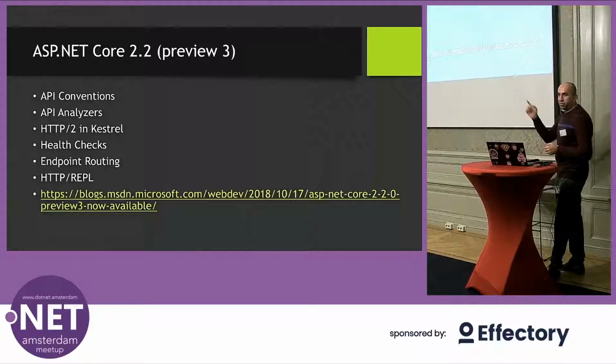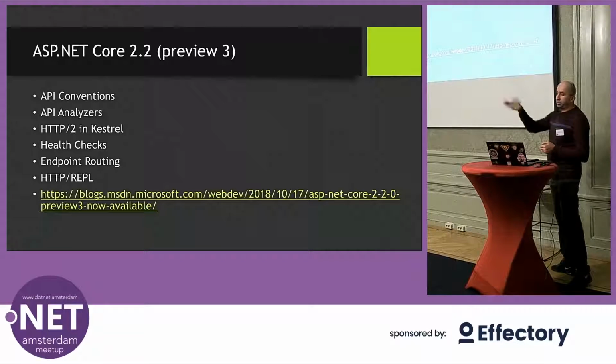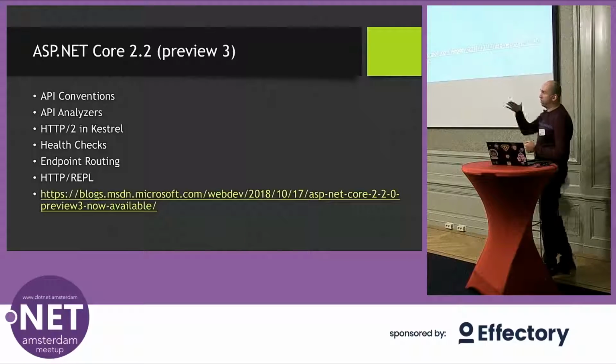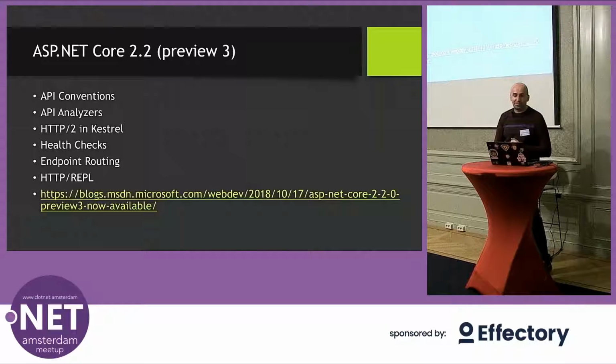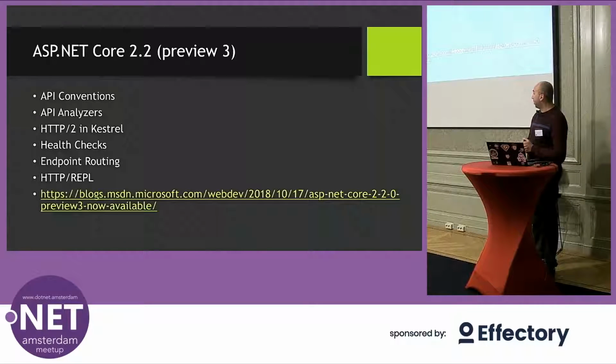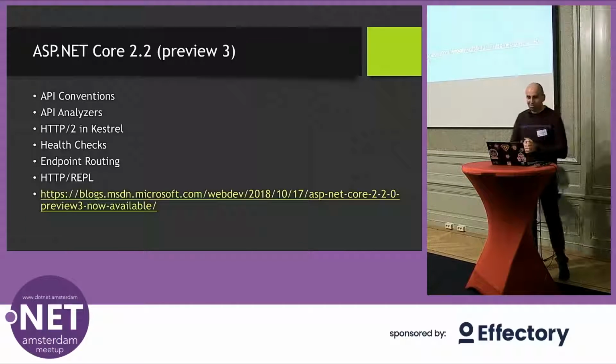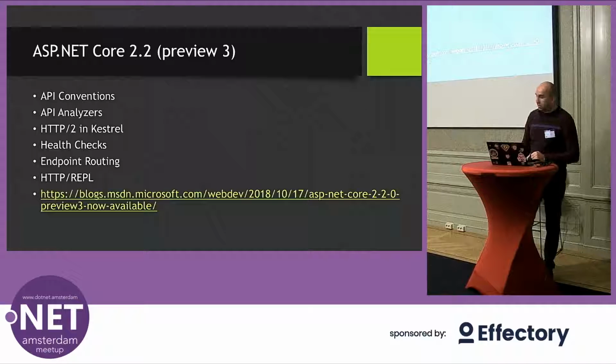Then there is this new thing that I mentioned earlier, called endpoint routing. Endpoint routing is just moving the routing part to a lower level, so other frameworks may use it. Another new thing is HTTP REPL, which is kind of usable. You'll see that in demo 2. And this is a link where you can find more about the new features.